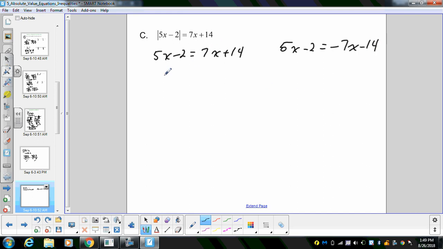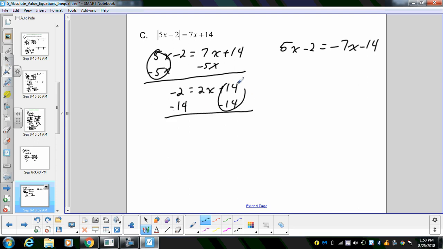Let's get x to one side. Since the 5 is smaller than the 7, I'm actually going to subtract 5x on both sides. Gives me negative 2 equal to 2x plus 14. And now I'm ready to get rid of my constant, so I'm going to subtract 14. Negative 2 minus 14 gives me negative 16.